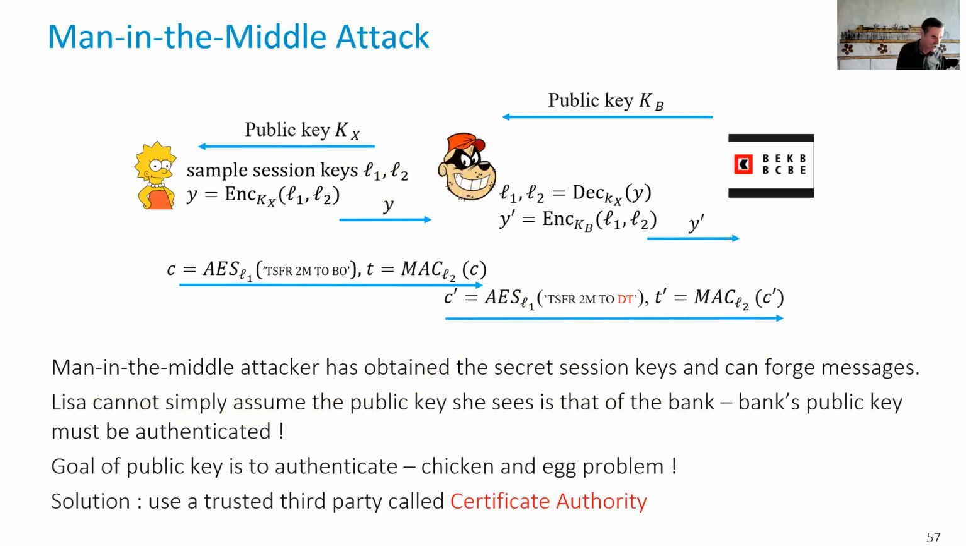But how do you know that the public key is the public key of the bank? The public key is a long list of hexadecimal digits, right? So how do you know it's the correct key? Well, you can say you can authenticate the key, okay, but then you have a chicken and egg problem. So how do we solve this? Well, it is solved by going back to the egg, or the first chicken, if you want, using what is called third-party certification authorities.